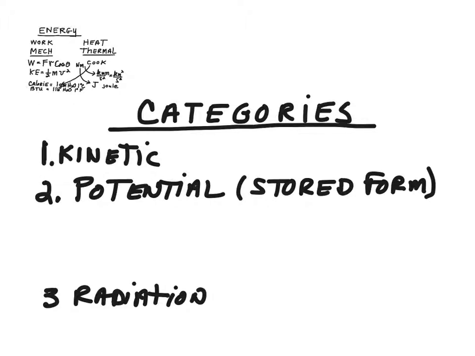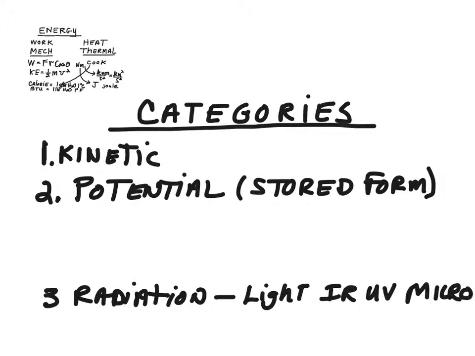And radiation, in its full term, is electromagnetic radiation, and it includes some obvious things like light, but also infrared radiation, ultraviolet radiation, microwave radiation, and X-ray radiation, gamma ray radiation, which is nuclear radiation, etc. Those are all different forms of radiation. So kinetic is simple, energy of motion, 1/2 mv squared.